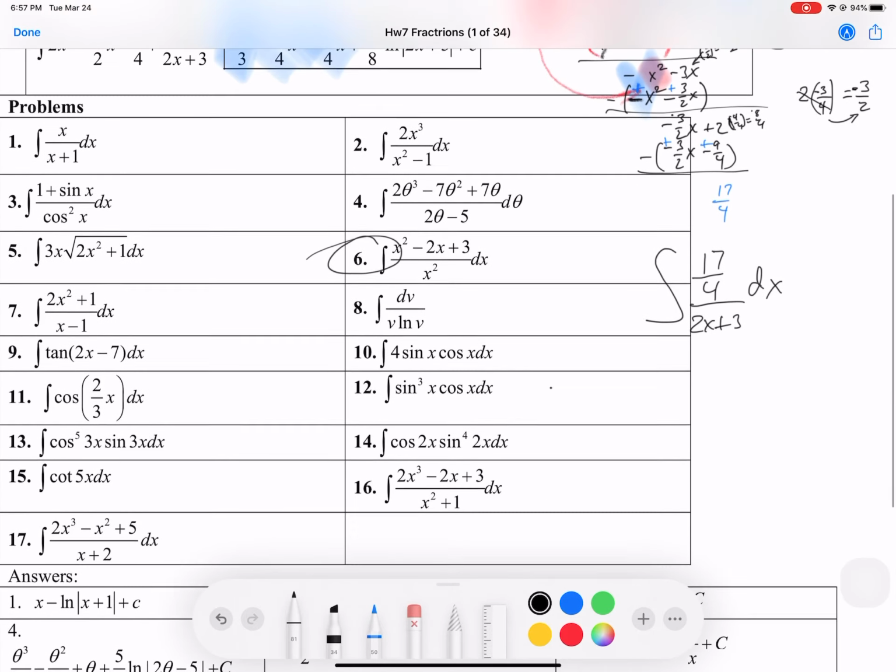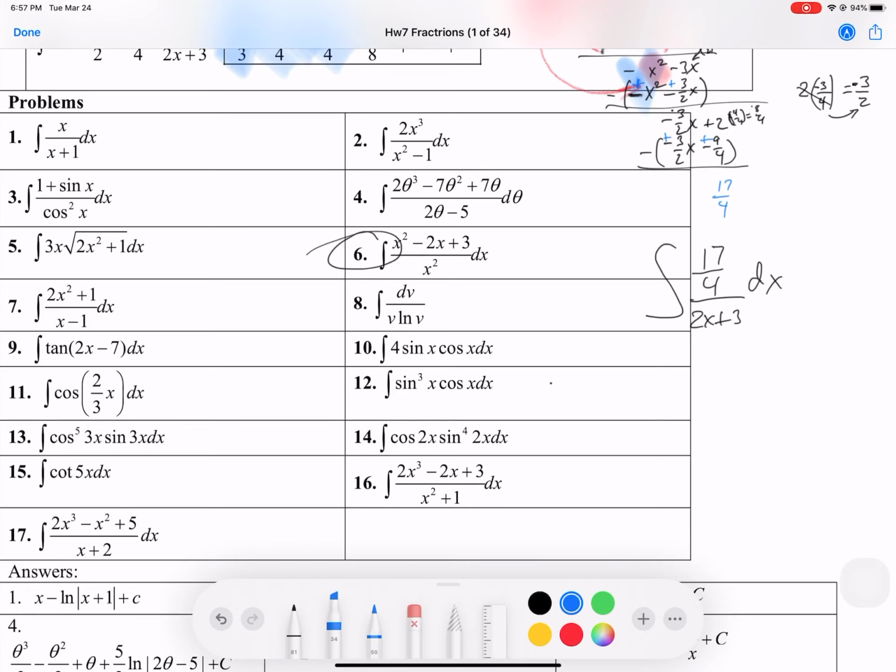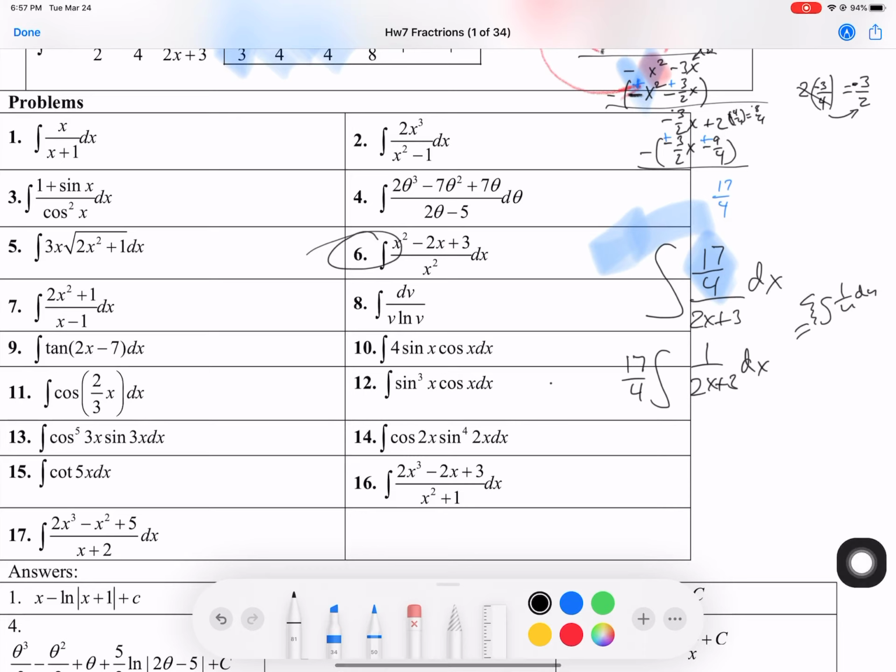Well, let's rewrite this. Would you agree with me that 17 over 4 is a constant? We can always kick out the constant. So that's just 17 over 4 in the front, integral of 1 over 2x plus 3. If you joined us in the live stream, I mentioned that these integrals are pretty easy now if we use u-sub. This is going to translate to an integral of 1 over u du with some extra stuff on the outside, right? So u is equal to 2x plus 3.